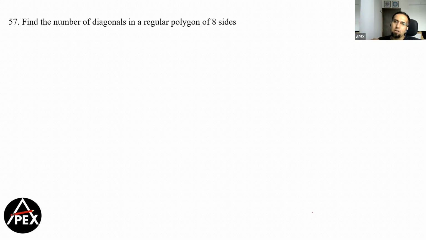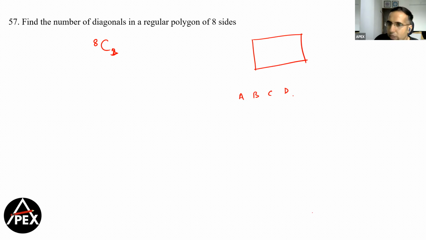Now, number of diagonals. Now, how is the formula derived? First, I calculate all the lines that can be made with the help of those 8 points. Suppose I am talking about a rectangle. What are my 4 points? A, B, C, D.